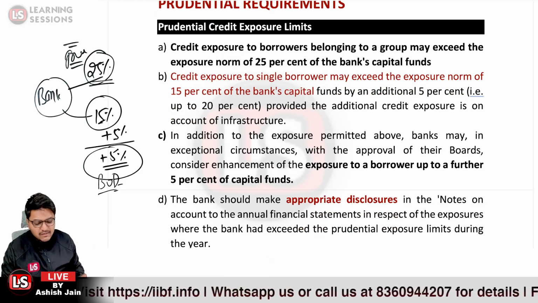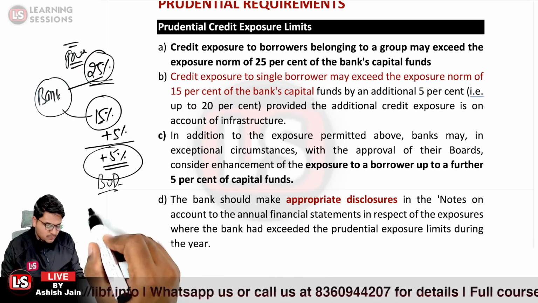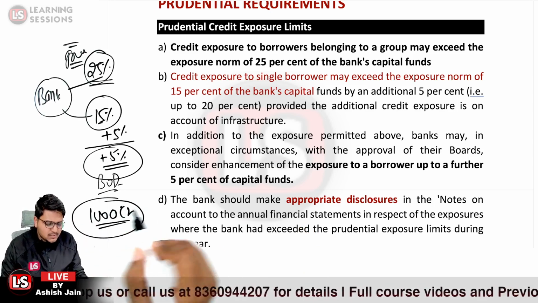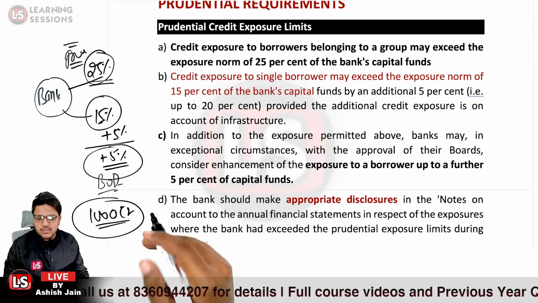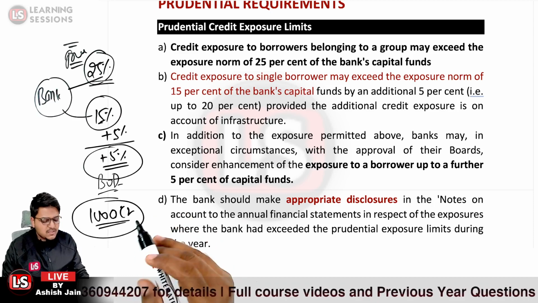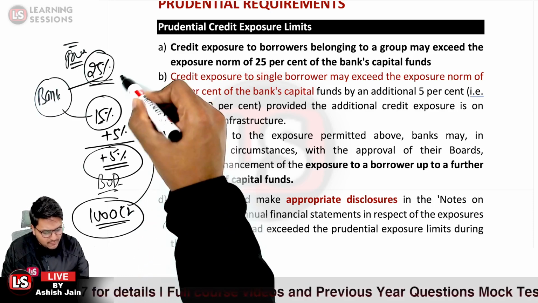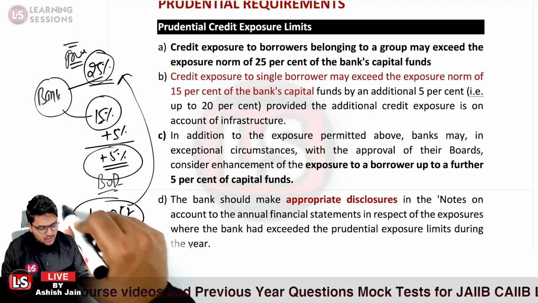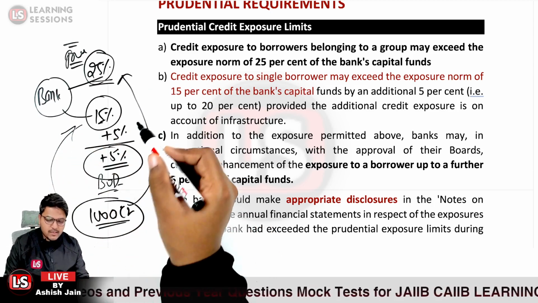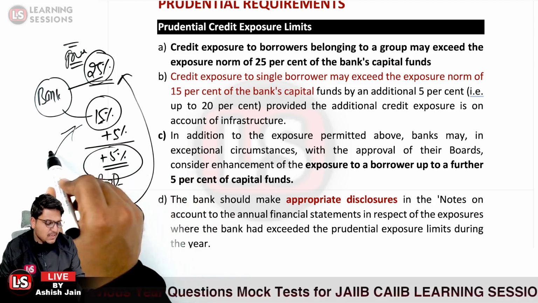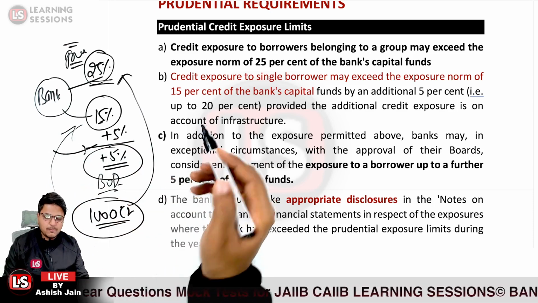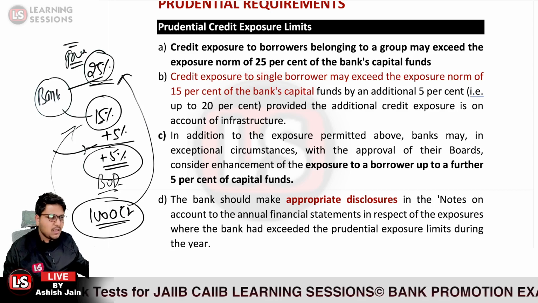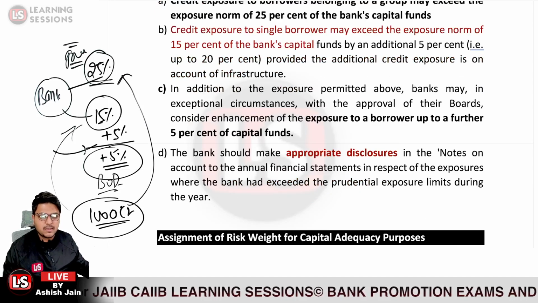So if a bank has a net worth of 1000 crores, in that particular case, the maximum loan amount that can be sanctioned by the bank to a single group is limited to 25%, that is 250 crores. And to an individual borrower, it is limited to 150 crore, which can be extended by another 50 crore with the approval of the board of directors. And the bank must make appropriate disclosures in that regard.